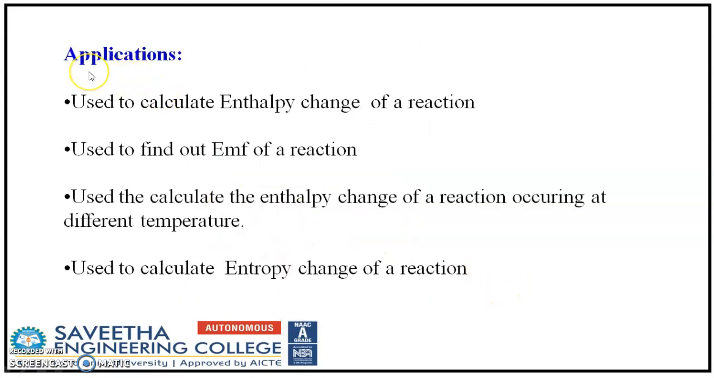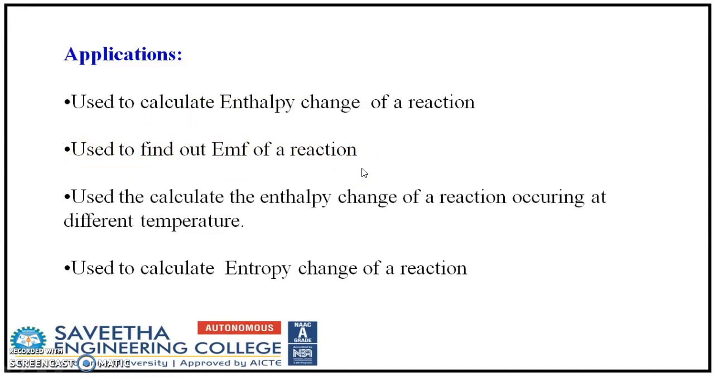These are the applications of the Gibbs-Helmholtz equation. It is used to calculate the enthalpy change for a reaction. We can easily measure the delta H value for a reaction if we know all other terms, that is Gibbs free energy G, pressure, volume. If we know all other terms, it is very easy for us to calculate the delta H value for a reaction. It is used to find out the EMF of a reaction.